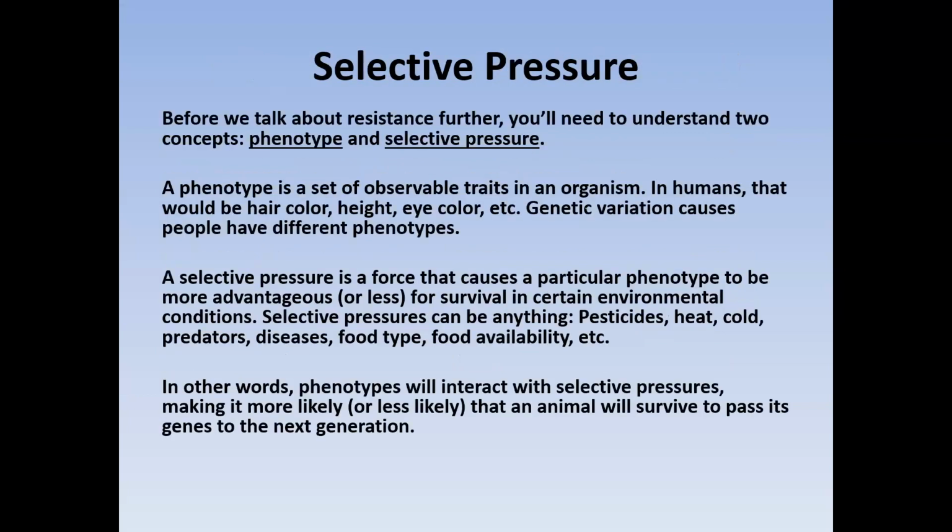Okay, let's talk about selective pressure. Before we talk about resistance further, you'll need to understand two concepts: phenotype and selective pressure. A phenotype is a set of observable traits in an organism. In humans, that would be hair color, height, eye color, etc. Genetic variation causes people to have different phenotypes. If you look at a crowd of people, we all look different for one reason or another. A selective pressure is a force that causes a particular phenotype to be more or less advantageous for survival in certain environmental conditions. And that could be anything: pesticides, heat, cold, predators, disease, food type, etc.